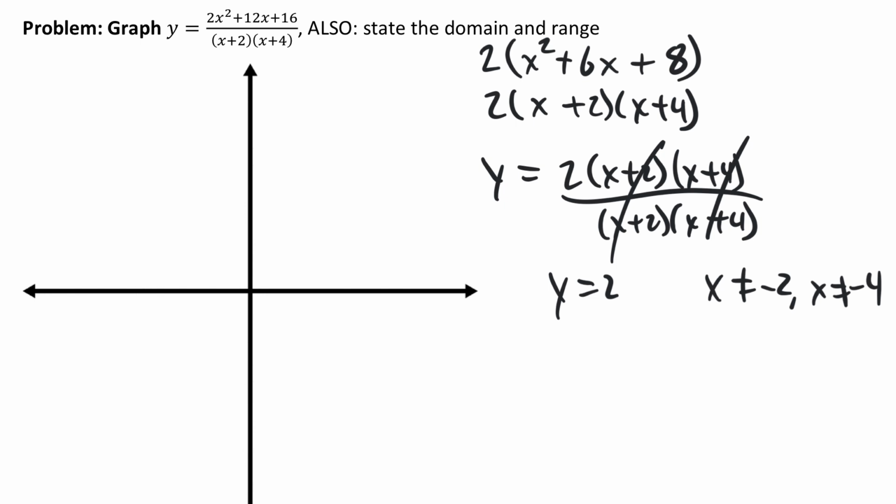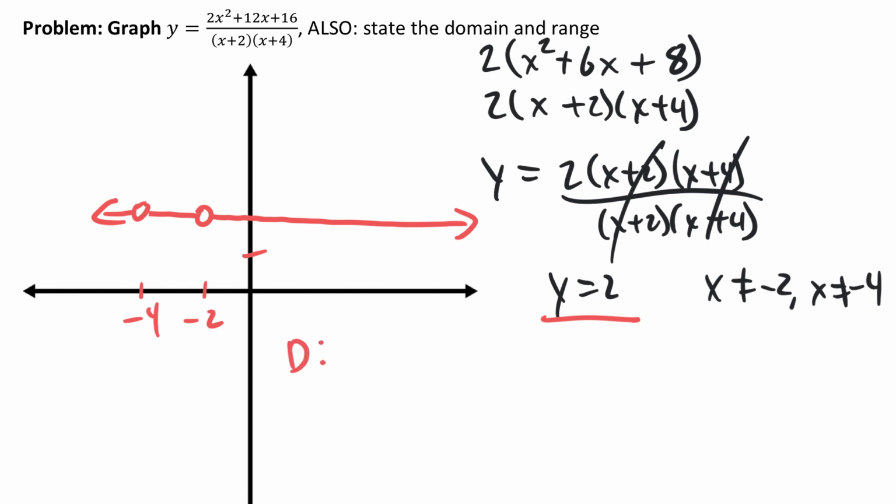But right now, this graph looks pretty cool. This graph is simply the line at 2. So it's just a nice horizontal line at y equals 2. And then all we have to do is pop back over here at negative 2 and at negative 4, and we'll just take a little chomp out right here. Boom, boom. So we're going to put a couple holes there at negative 2 and negative 4. All right, there's our graph.